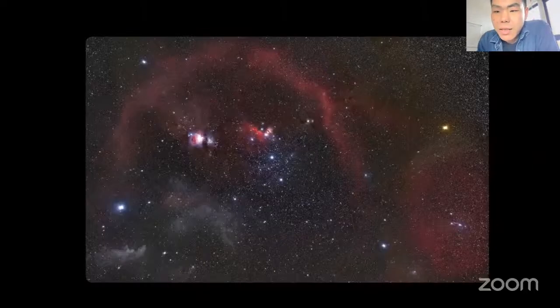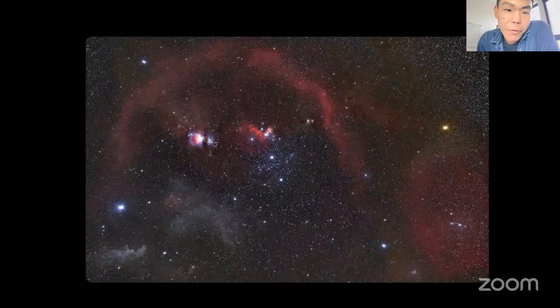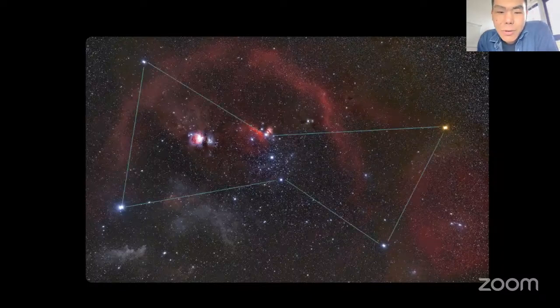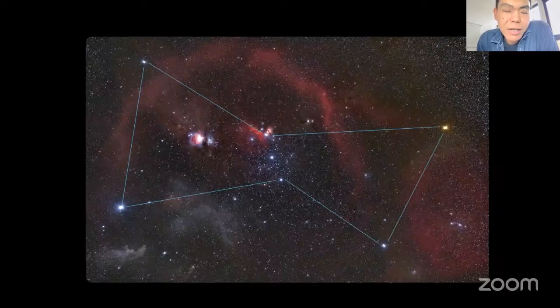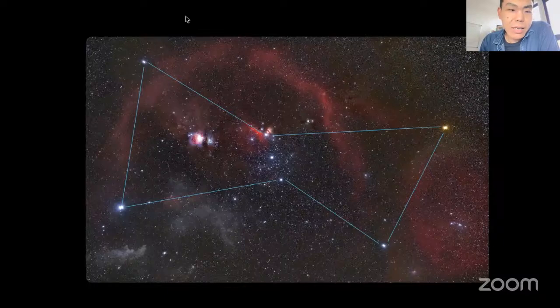So today, we're going to focus on one type of outburst called the FUor-type outburst. And I assume that everyone can recognize this constellation, one of the most famous constellations, Orion. And Orion also contains one of the largest and closest star-forming regions to our solar system. And you can see the Orion Nebula here, and also the pretty M42 here.